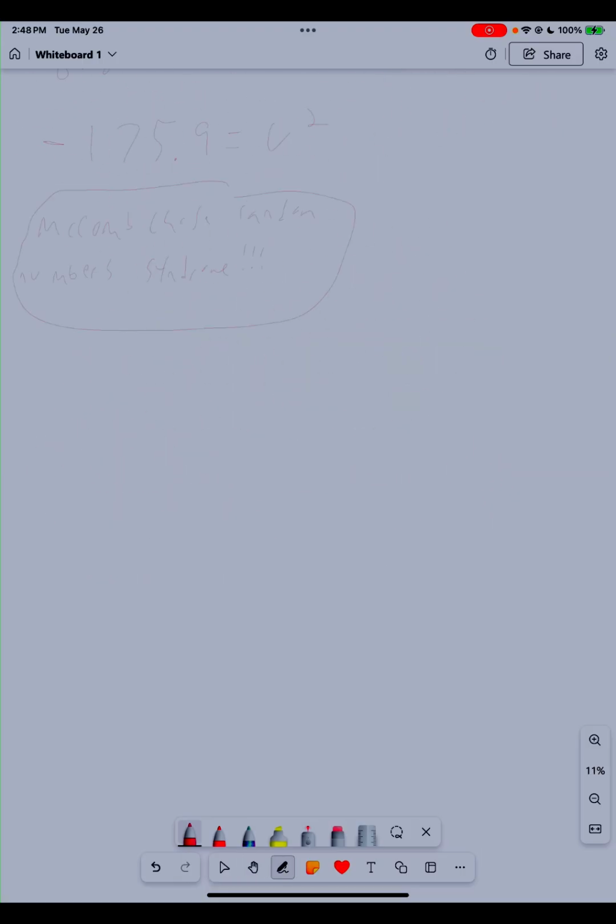Find the answer, and then tell you the next thing. So we know 175.9 equals v squared. So v is the square root, and I don't want you to do that actually to that level. So v equals 13.3.